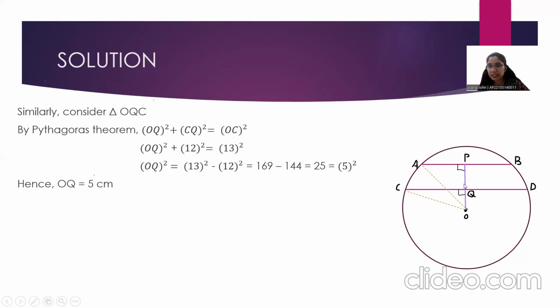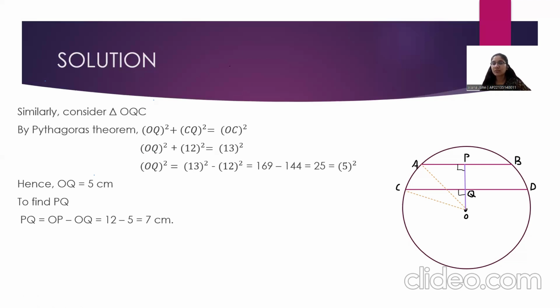Our aim is to find the distance PQ, right? We have to find the distance PQ. So here PQ is nothing but OP minus OQ, that is 12 minus 5. Then we will be getting 7 centimeters. So the distance between the two chords AB and CD is 7 centimeters. Thus the problem is solved.